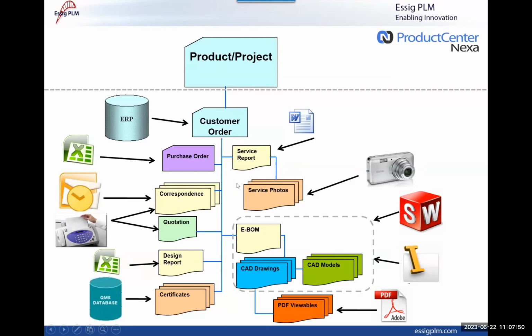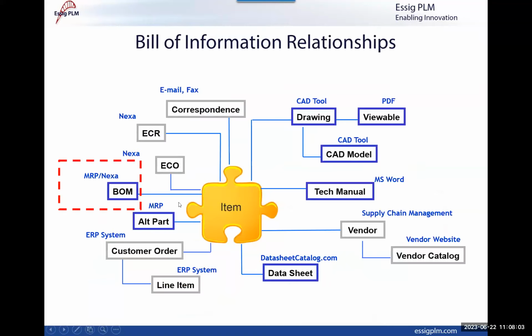So that's why they want to go in. This particular customer example had customer order as something that we want to control in ProductCenter Nexa, then communicate to and from our ERP system as things change, specifically revisions. So again, the item in this particular slide is what you build, support, ship, those types of things there. Correspondence, drawings, data sheets, all of that rich information. The blue lines are meant to represent relationships.